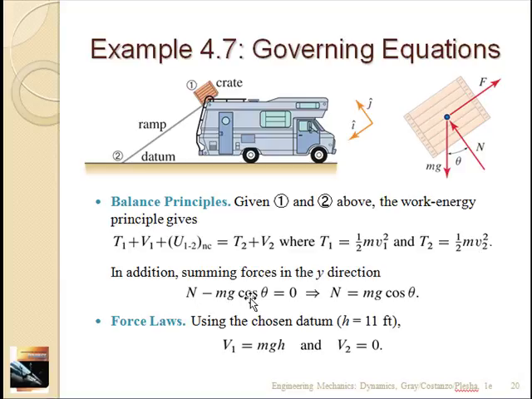Notice the normal force is just mg cosine theta, where theta is this angle here. All right, so the datum we'll assume is the ground. So V1 is mg times the vertical height to the initial height of the crate. And then V2 is 0, right? When it gets to the bottom, there's no potential energy.